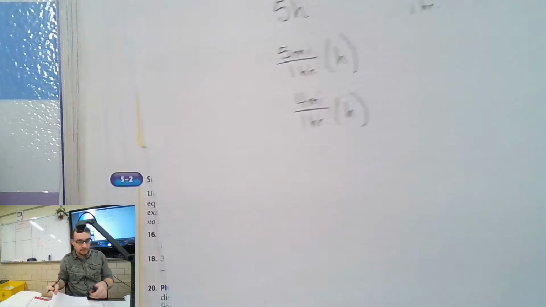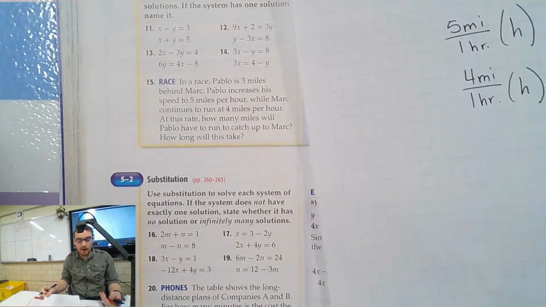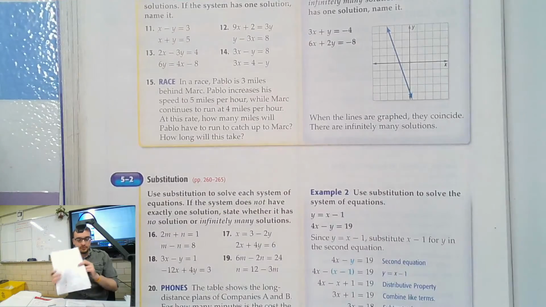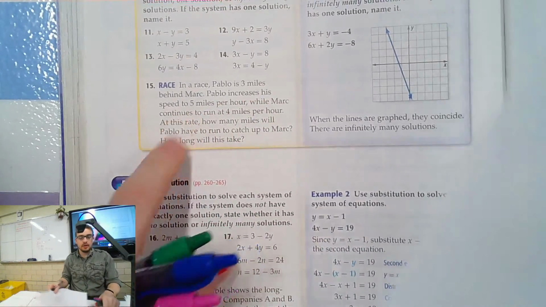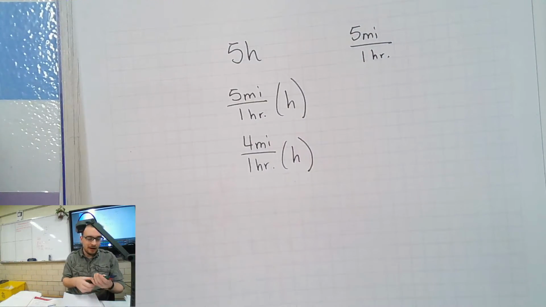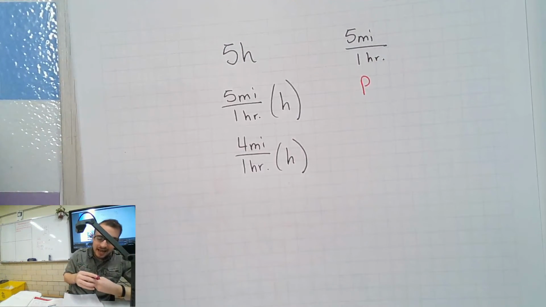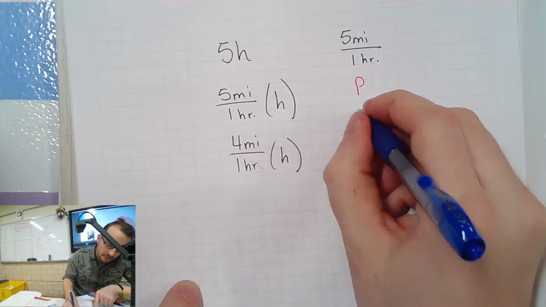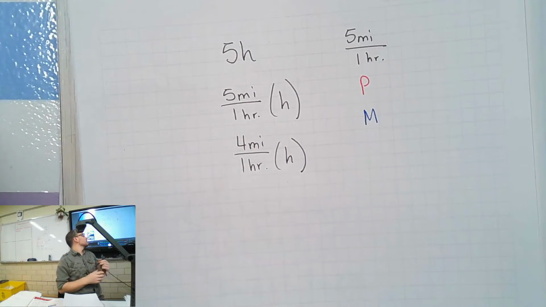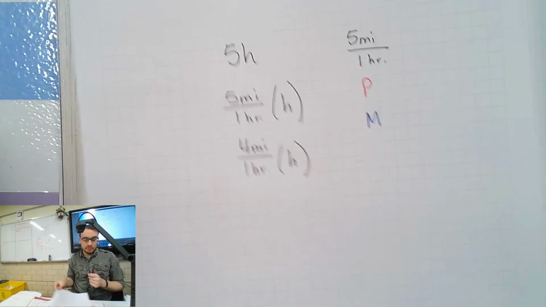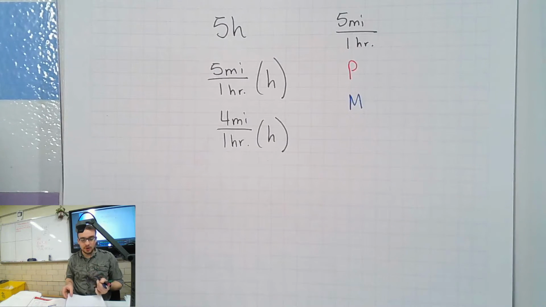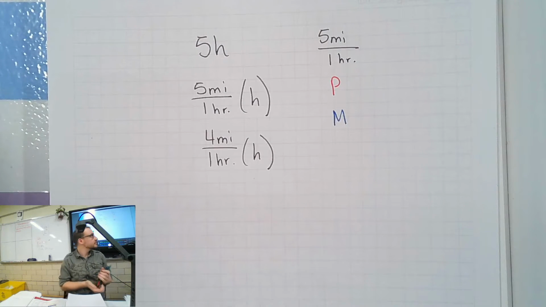Okay. We want to know where they are. Pablo's 3 miles behind Mark. So how about P and M stand for the location of Marco and Pablo? Mark and Pablo. Marco Polo. Their location.